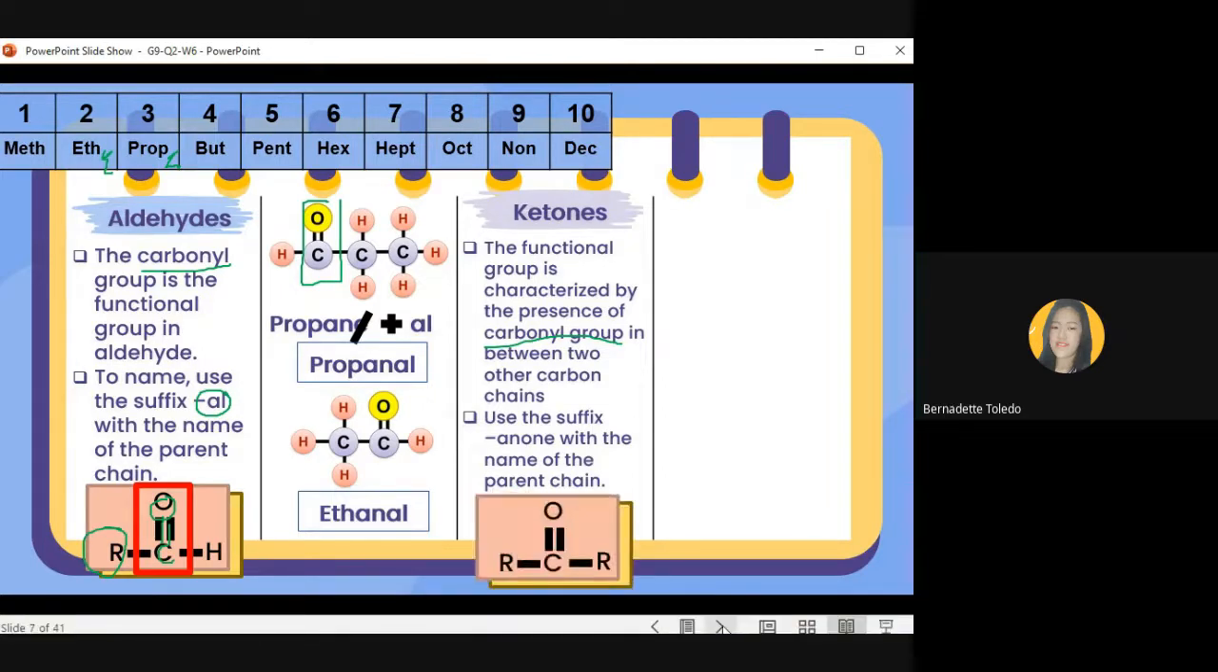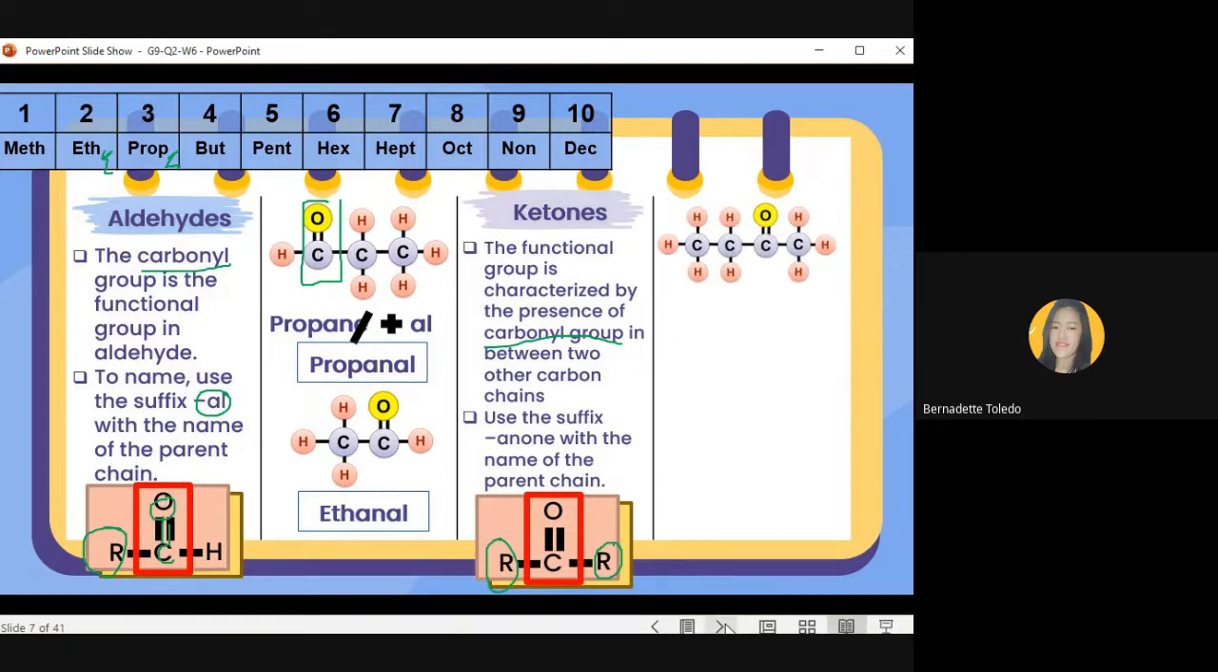Now, here is the general formula for ketone. As you can see here, ang pinagkaiba niya kay aldehyde is that the carbonyl group is connected to two carbon chains. But for the aldehyde, ang carbon chain na nakakonekta sa kanya is only one. So, let's have an example of ketone.